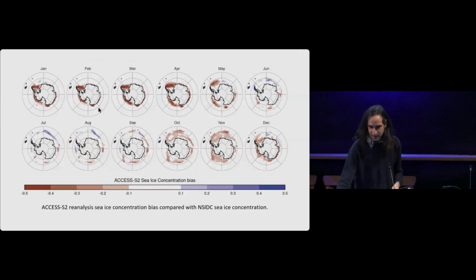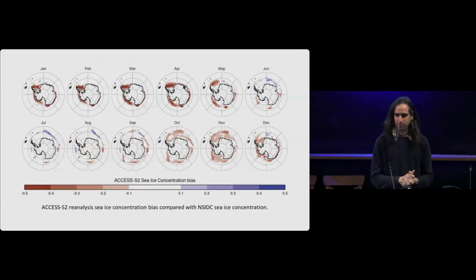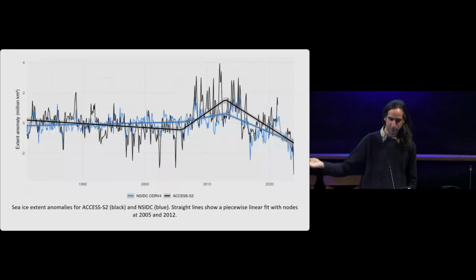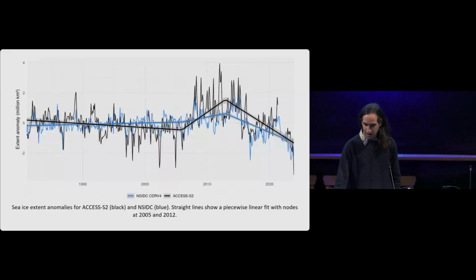So we know there's a bias there, and if we look at the spatial signature of the bias, it's what you would expect. We have a negative sea ice concentration bias in those months that have the negative sea ice extent bias. Basically, anywhere there's sea ice, ACCESS-S2 simulates less sea ice than in the observations.